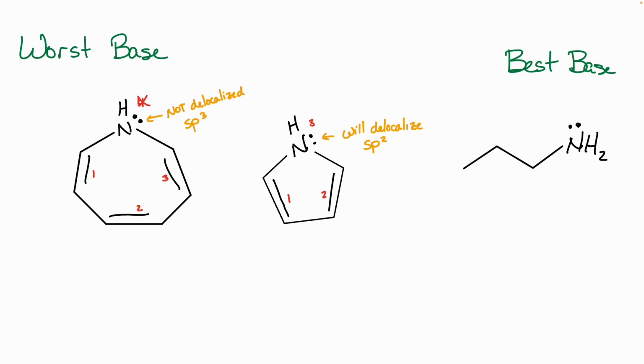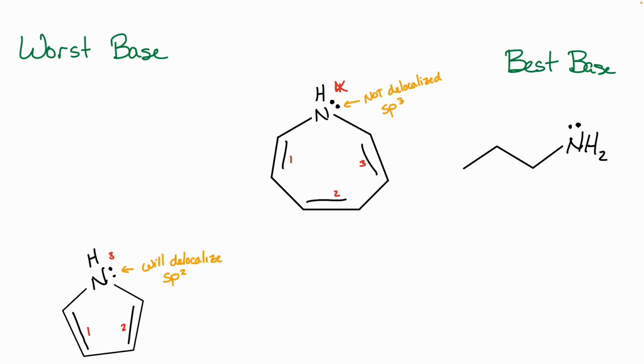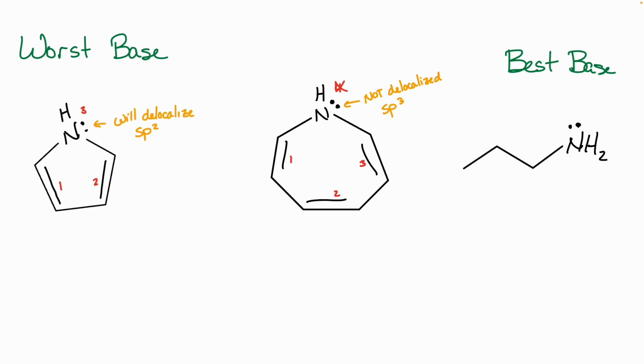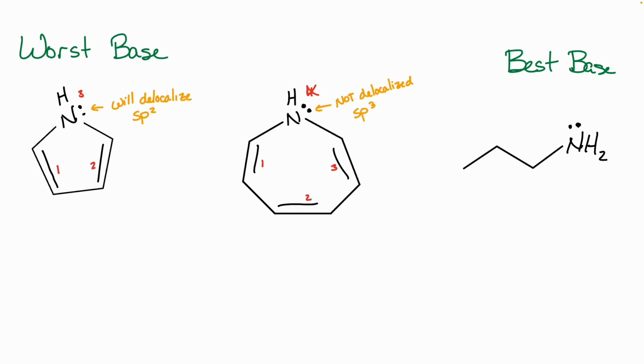Okay, so which one is the better base, the one on the left or the one on the right? The whole point is that lone pair has to be available in that reaction. If that lone pair is delocalized around that ring, it can't be playing the role of a base. So that non-aromatic compound would be sitting in the middle, and our aromatic heterocyclic compound would be the worst base up here.